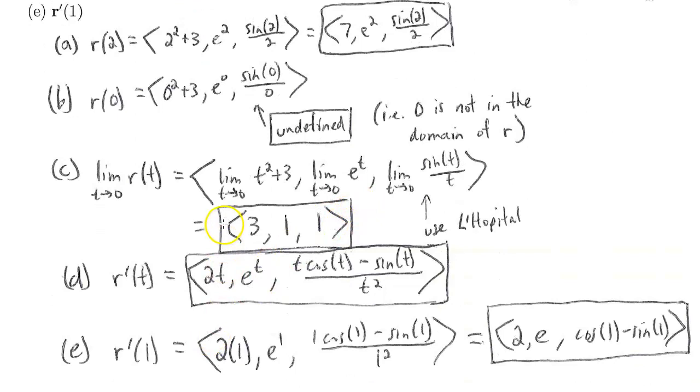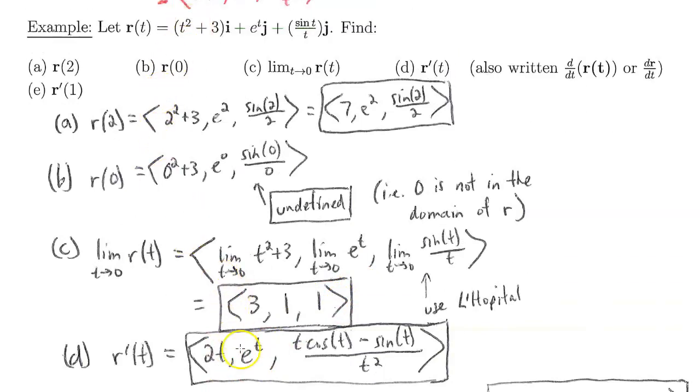If you work that out, the derivative of t squared plus 3 will be 2t. The derivative of e to the t is e to the t. And for the derivative of this, we do low d high, so t times cosine of t, that's the derivative of sine, minus the high d low, so minus sine of t times 1, because the derivative of the low is 1. And then over t squared. So there's r prime of t.